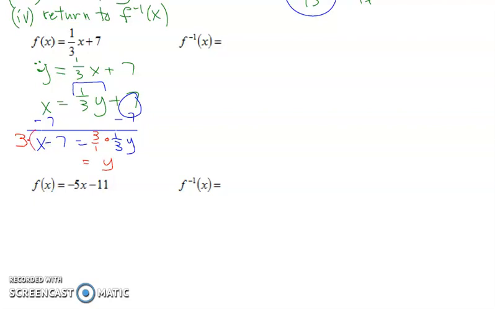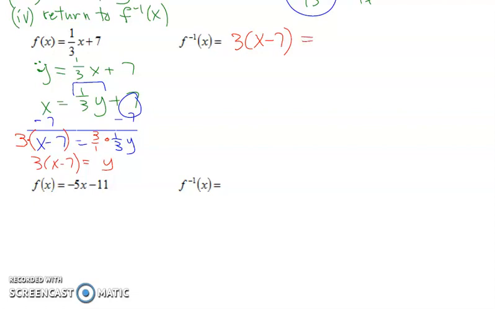But please understand that that 3 is being multiplied not only to the x, but it's also being multiplied to the 7. So the x minus 7 has to go in parentheses. So the inverse would be 3 times, in parentheses, x minus 7. Now in this form, it's really easy to see the inverse because the addition of 7 is now subtraction. The 1/3, which actually means divide by 3, is now multiplied by 3.